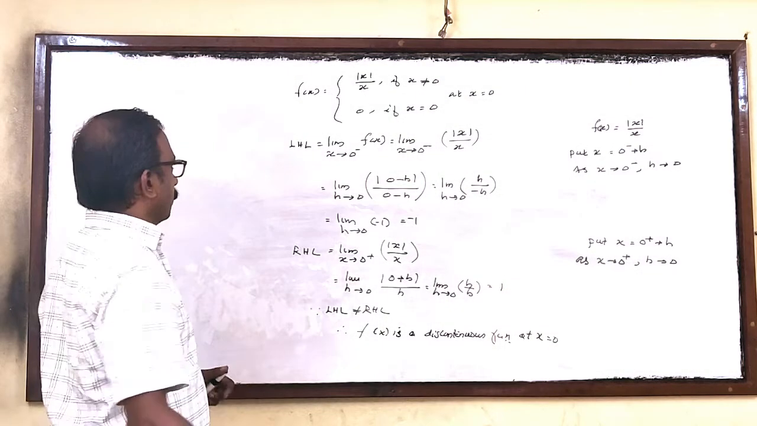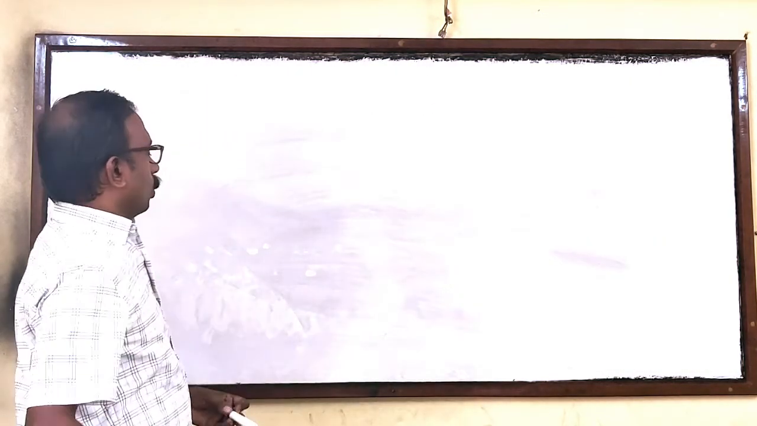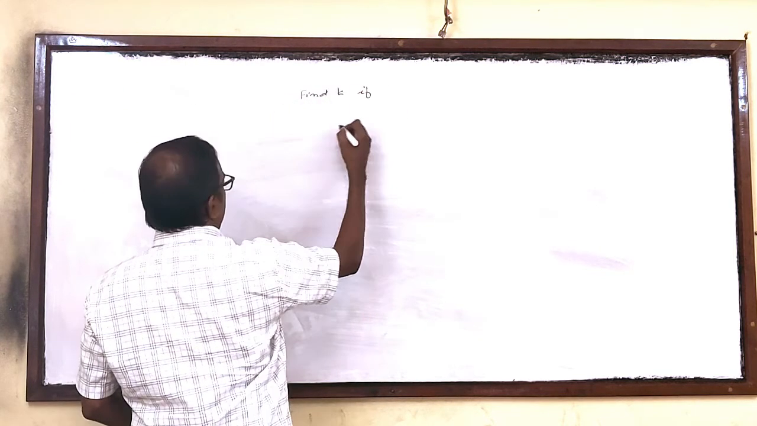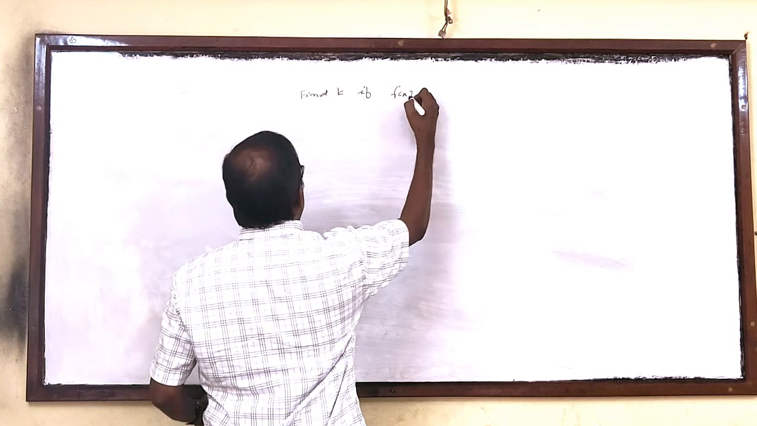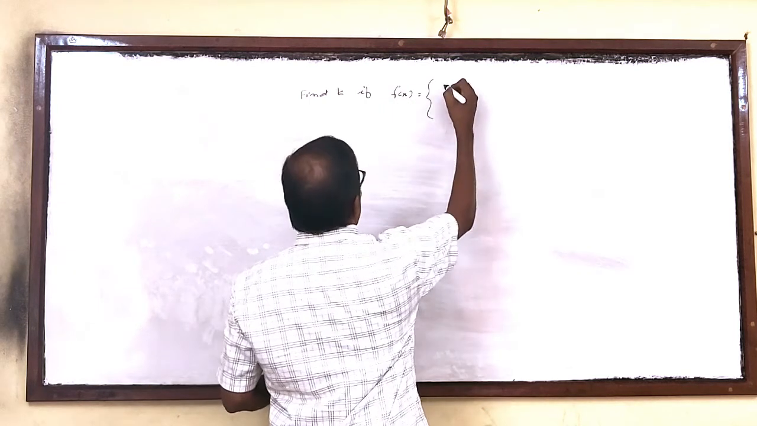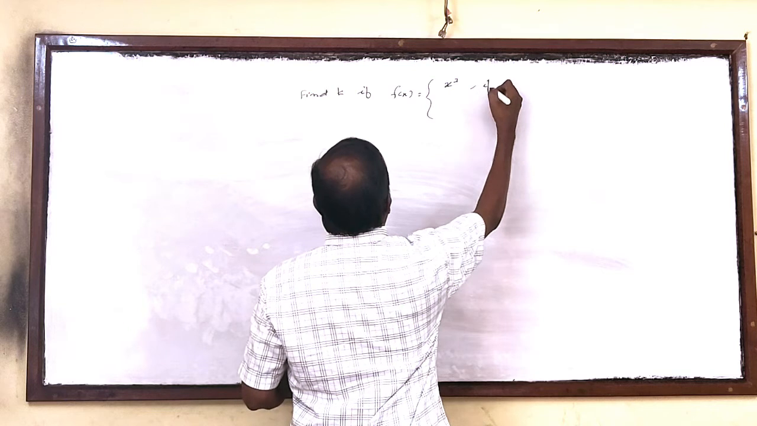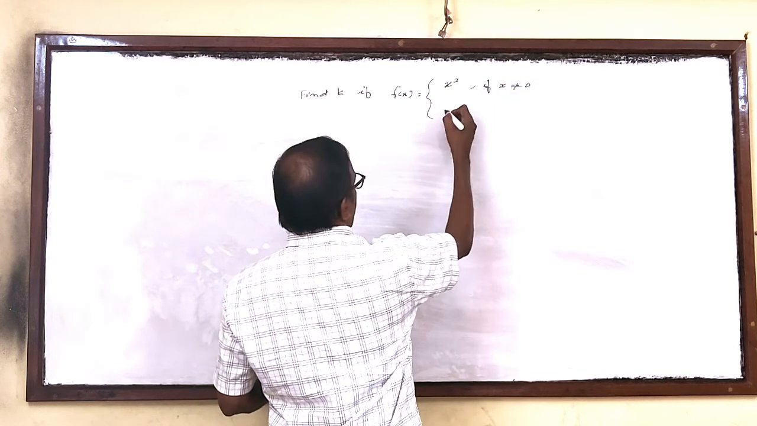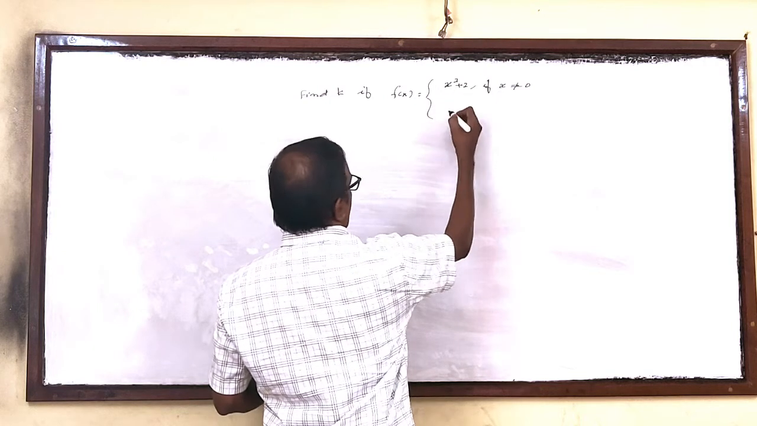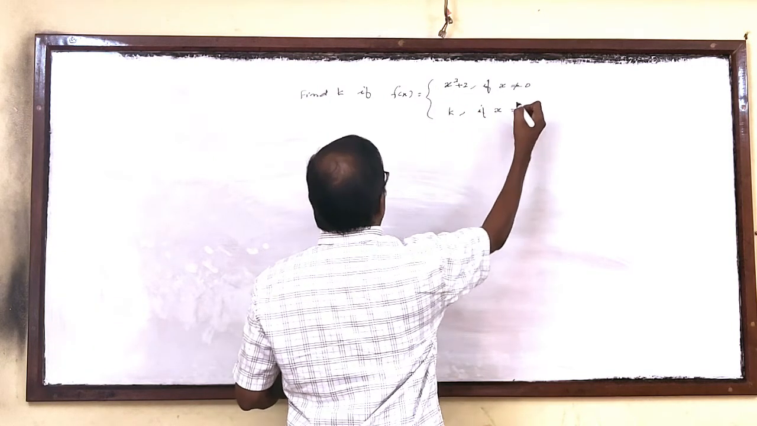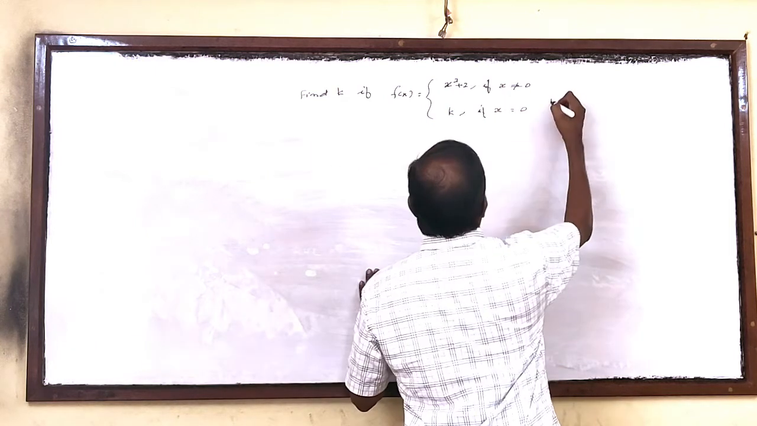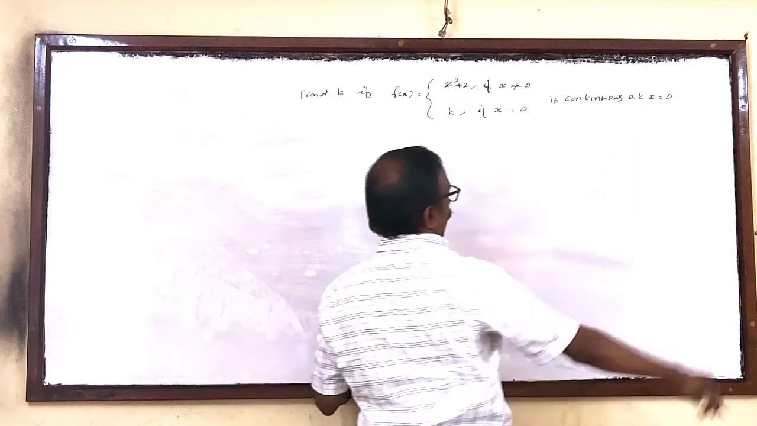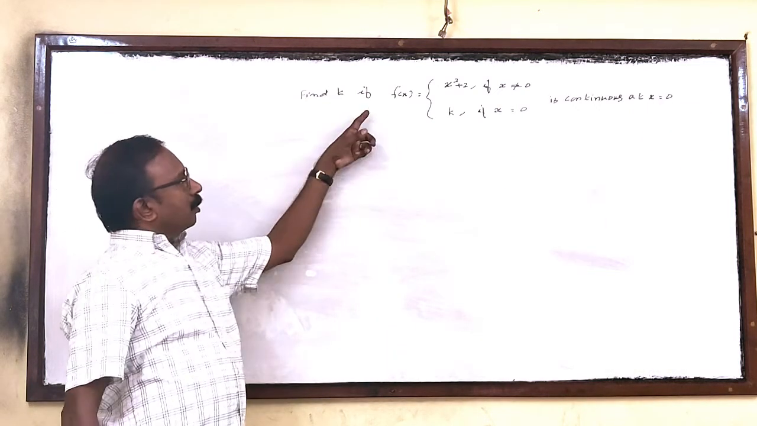Now, one more example. Find the value of a, if f of x is equal to x squared if x is not equal to 0, and x squared plus 2 if x is equal to 0. At x is equal to 0, the function is continuous.